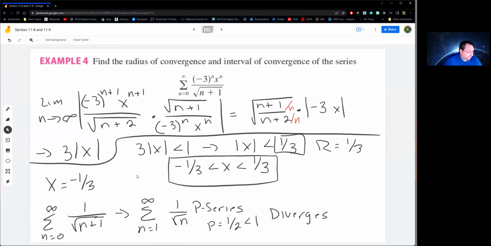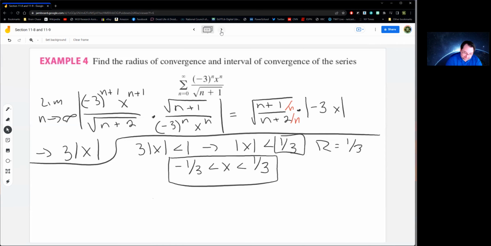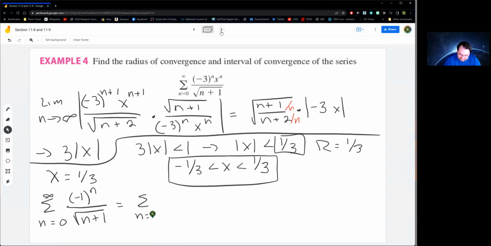All right, so we've done the -1/3. Now I have to do the 1/3. So if x equals 1/3, it's just going to be an alternating series, right? Yep, that's going to be -1 to the n over the square root of n plus 1. Which, again, if we want, we can easily switch this to -1 to the n plus 1 over the square root of n, just to clean it up a little bit.